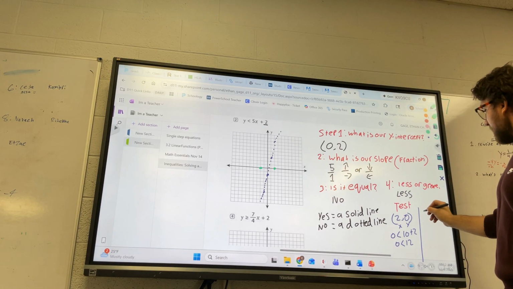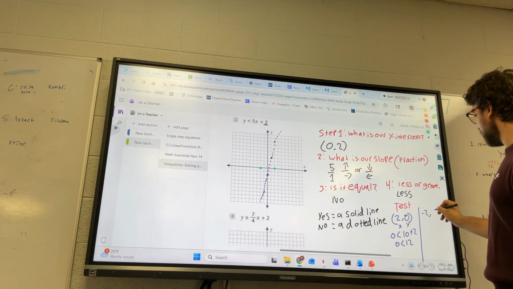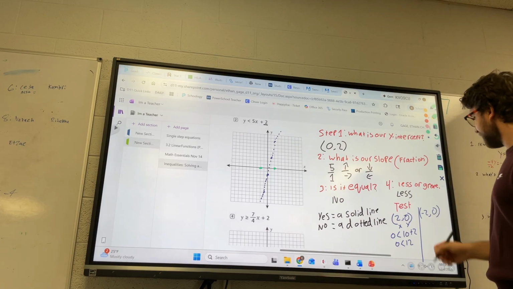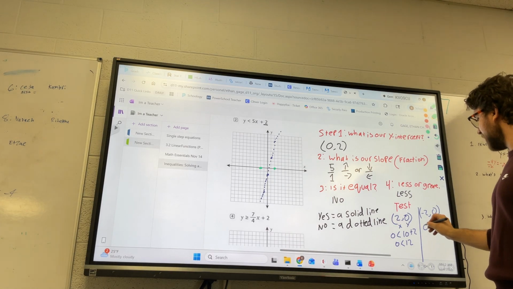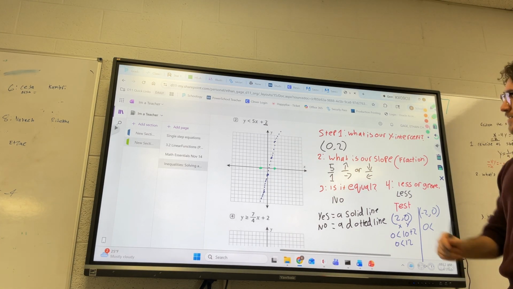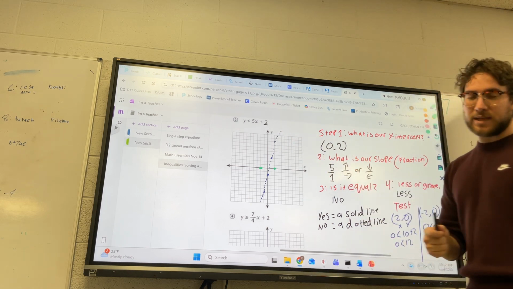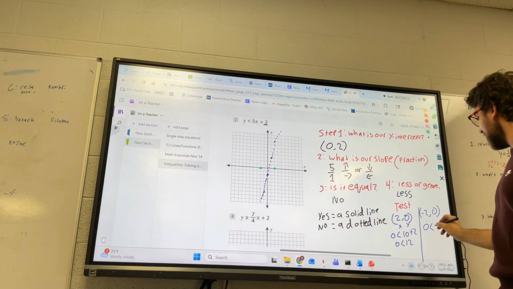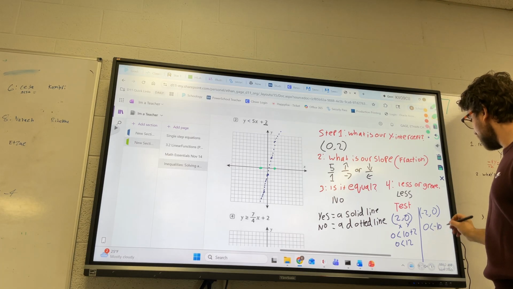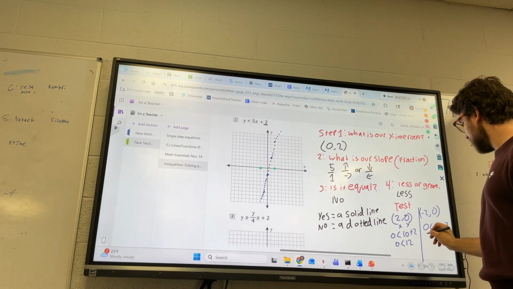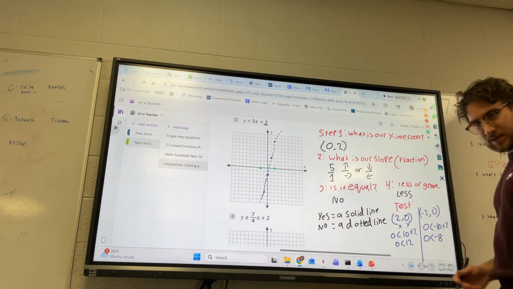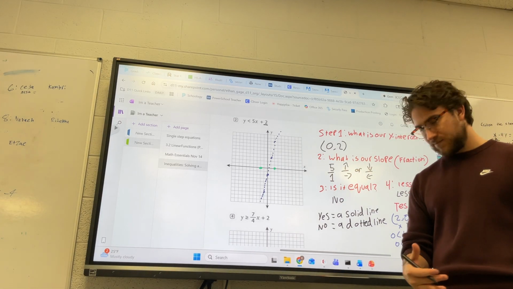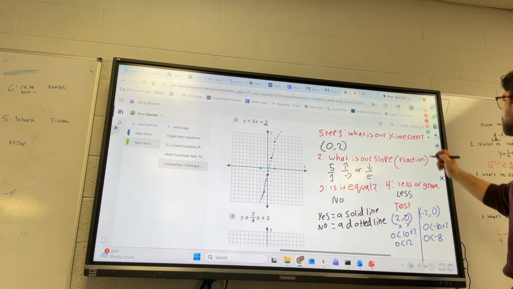We'll try our other point as well of our -2, 0. Here we will have 0 is less than 5 times x. Our x here is -2. 5 times -2 will be -10 plus 2. 0 is less than -8. Is that true? Only one of them is true.